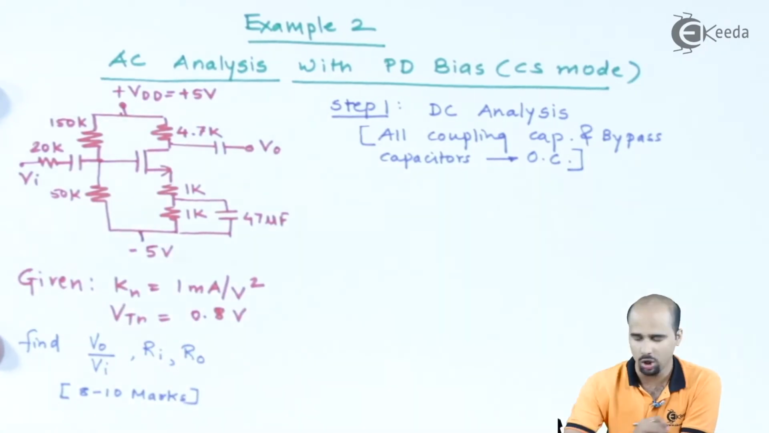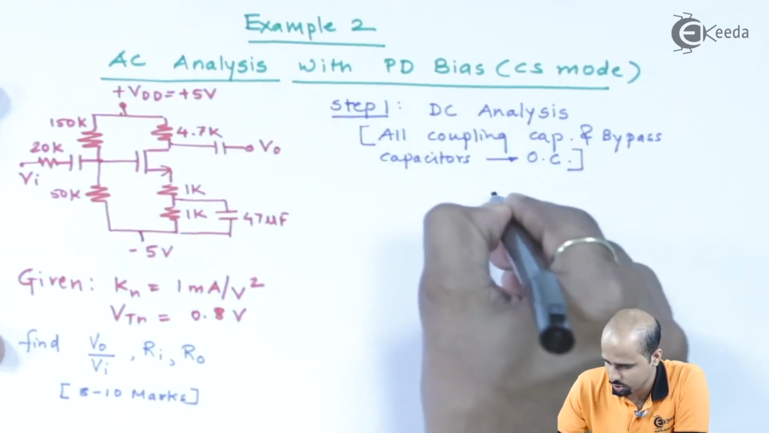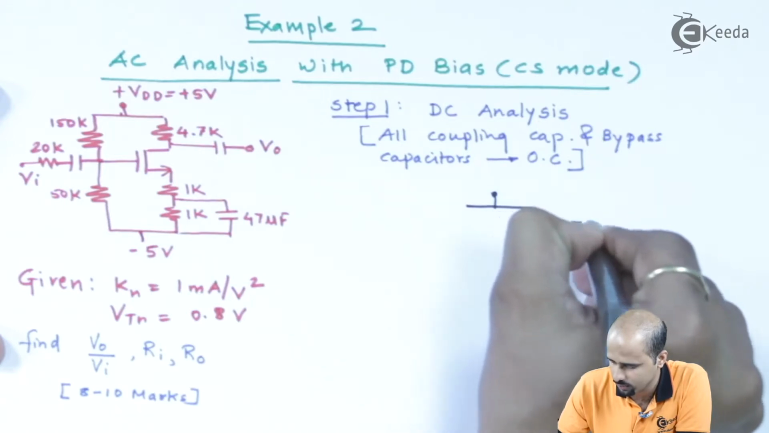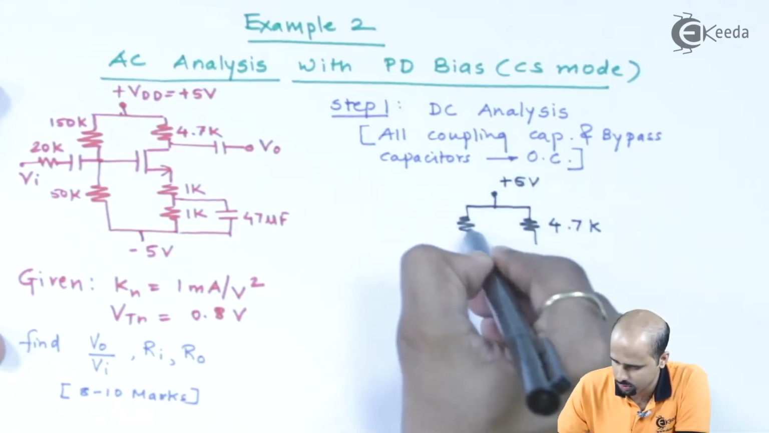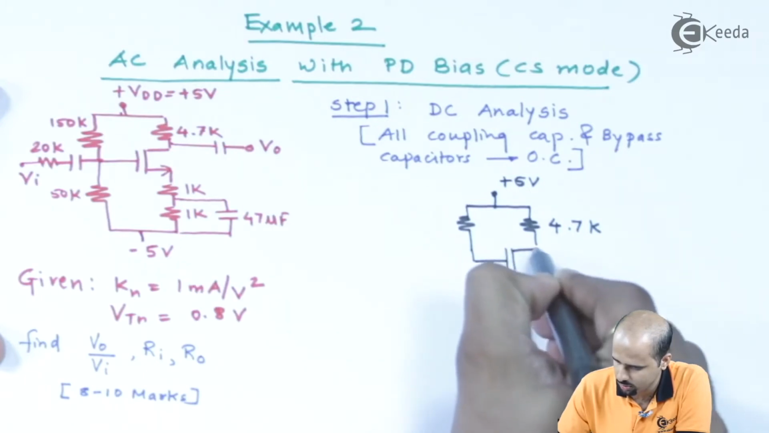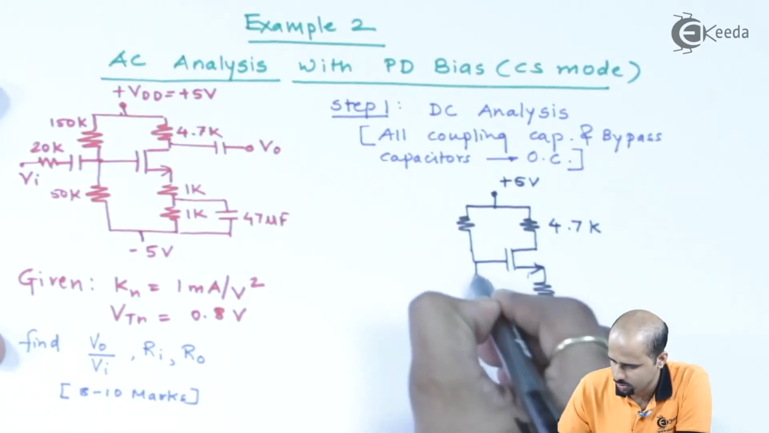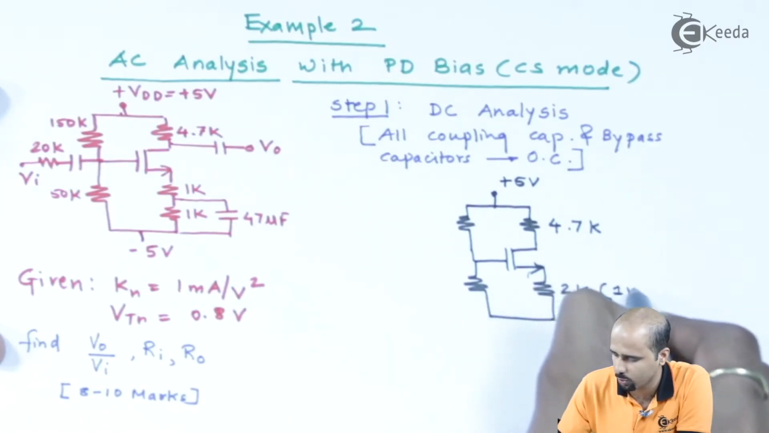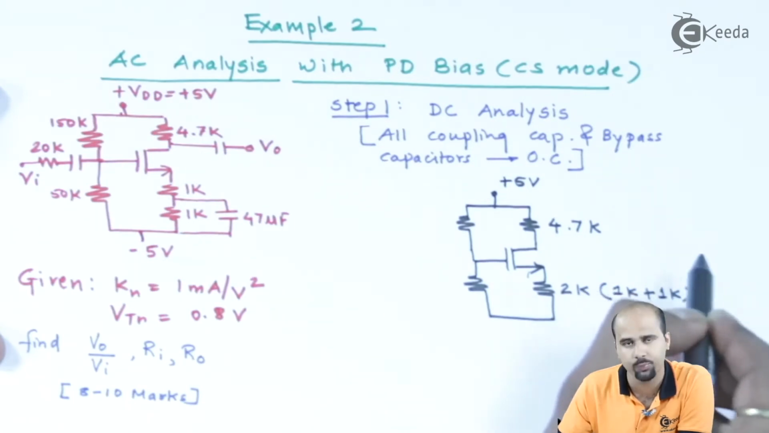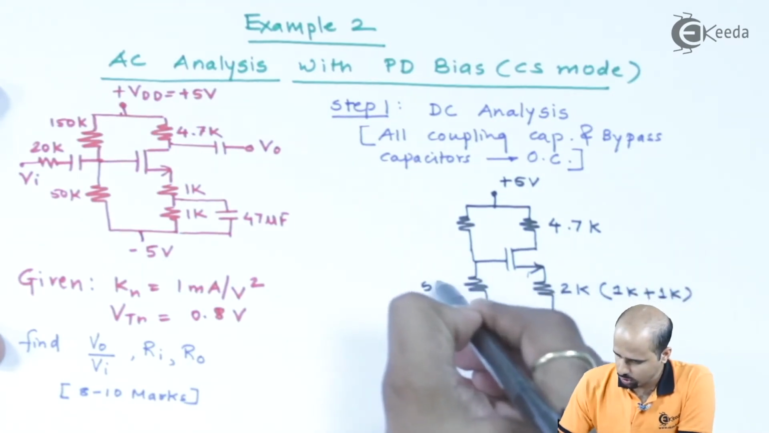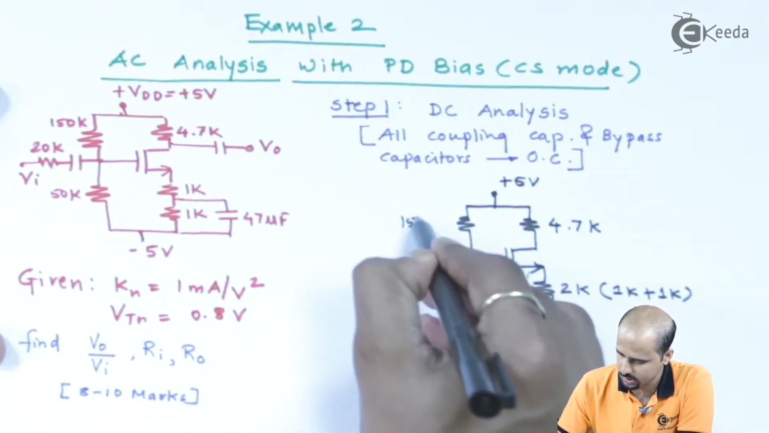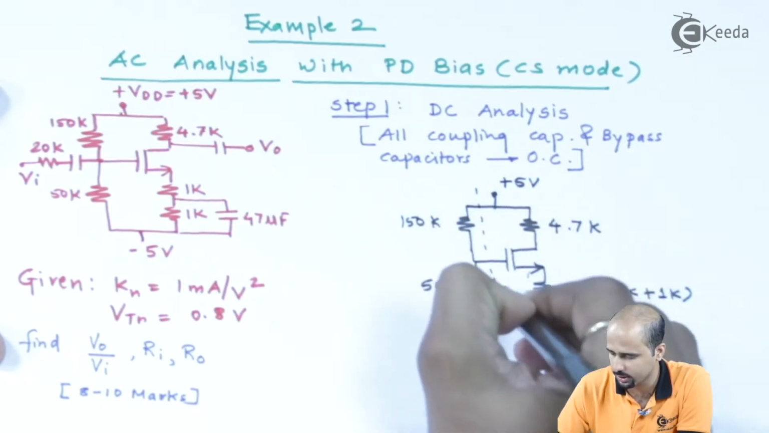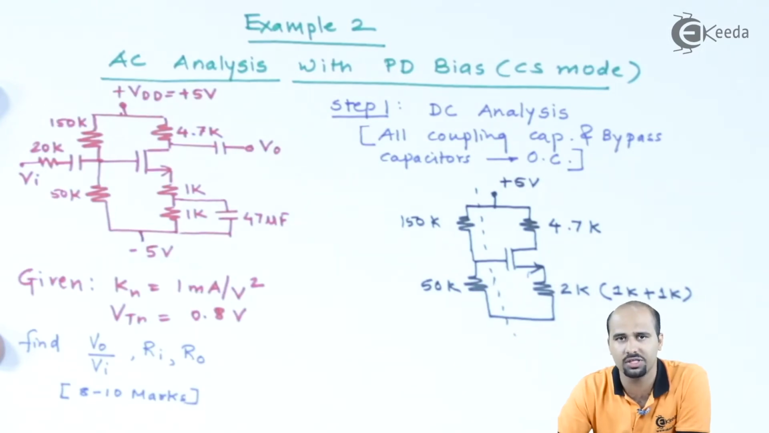So we'll draw the DC analysis network. So we will say this will become your DC analysis network. Here I will say directly 2k, that is nothing but 1k plus 1k. Okay, this is all about 50k, that is R2, this is 150k R1, and then the usual procedure we have to follow, that is nothing but the simplification with Thevenin's theorem, right?